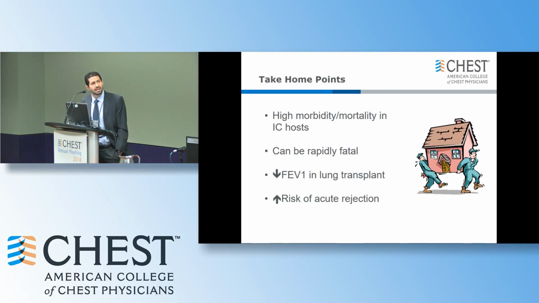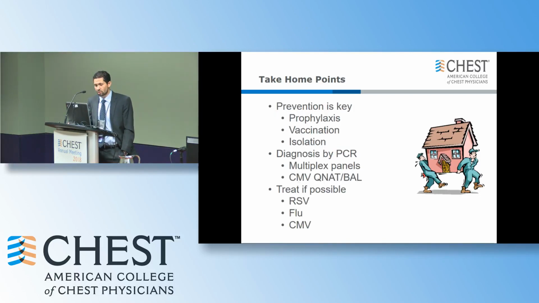So just to wrap up, take-home points: viral infections are associated with high morbidity and mortality in immunocompromised hosts. These can be rapidly fatal. You do have a decrease in FEV1 in lung transplant recipients with an increased risk of acute rejection. Prevention is key, with prophylaxis, vaccination, and isolation being used. Diagnosis is done by PCR with multiplex panels. For CMV, you can use PCR testing on BAL, and you want to treat the treatable agents.